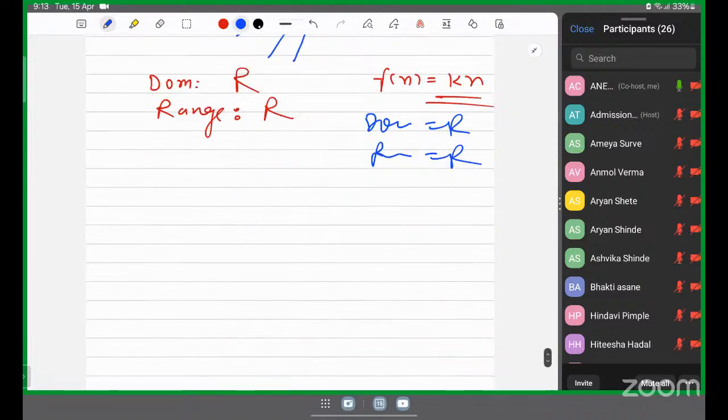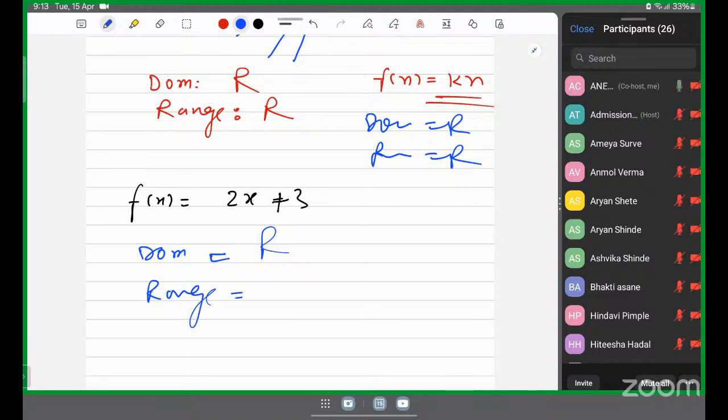Now, next, if I make a slight change in the above function, let's say I write it as 2x plus 3. Now, what will be the domain and range? If I add 3, is there any problem? No. It will still be the same as it was defined for values of x in the previous case 2x. So the domain will be R. What is its range?